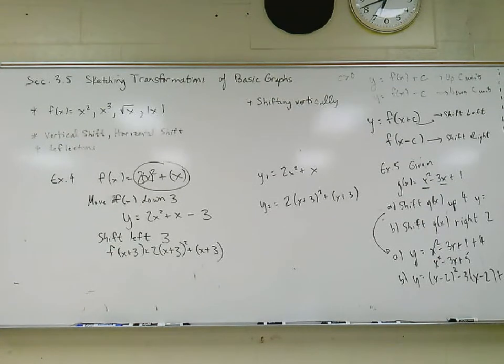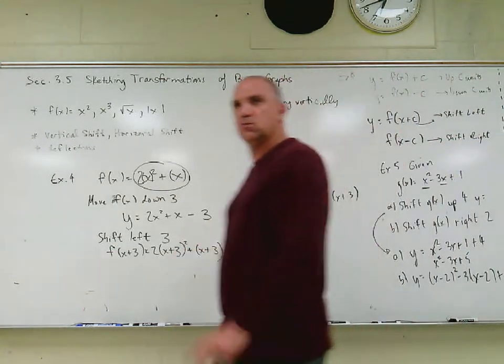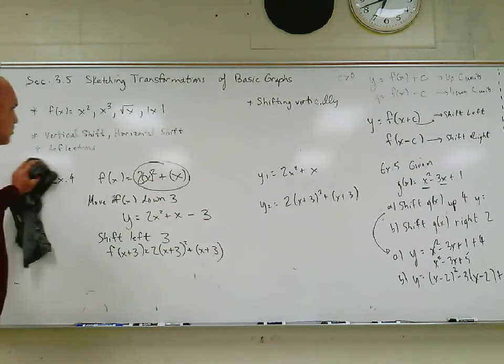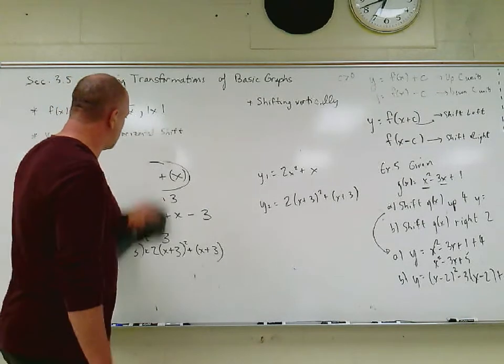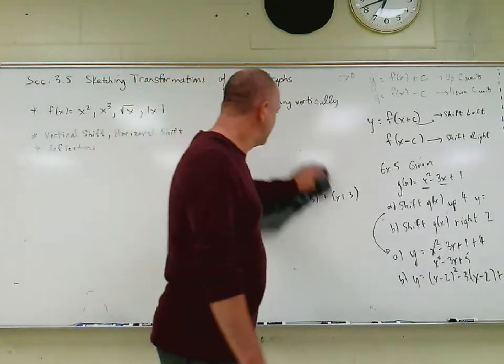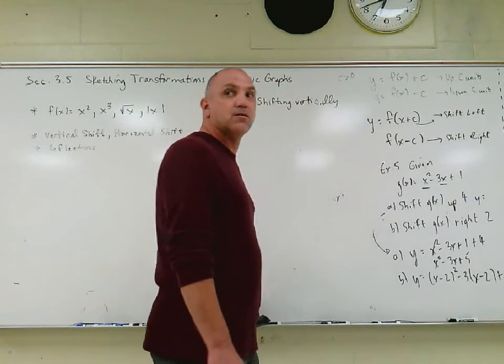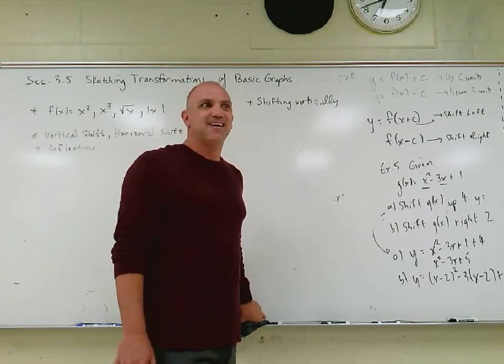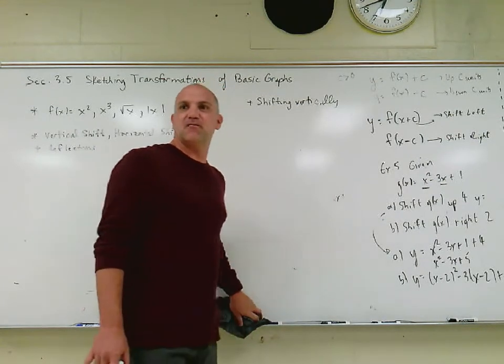Last thing. Reflections. What are reflections? When you flip it, right? Mirror it. When does that happen? When you multiply by a number? What type of number? A negative. Yeah, negative causes reflection.